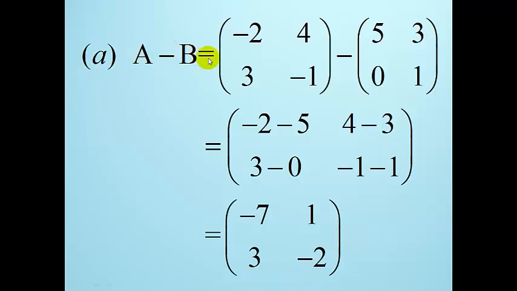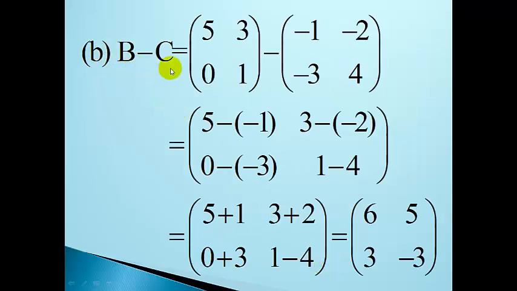Now A minus B is equal to matrix A, [-2, 4; 3, -1], minus B, [5, 3; 0, 1]. Now how do we subtract? We have minus 2 minus 5, we have 4 minus 3, we have 3 minus 0, we have minus 1 minus 1. Now minus 2 minus 5 is minus 7, and 4 minus 3 is 1. 3 minus 0 is 3, and minus 1 minus 1 is minus 2. That means that A minus B is equal to [-7, 1; 3, -2].